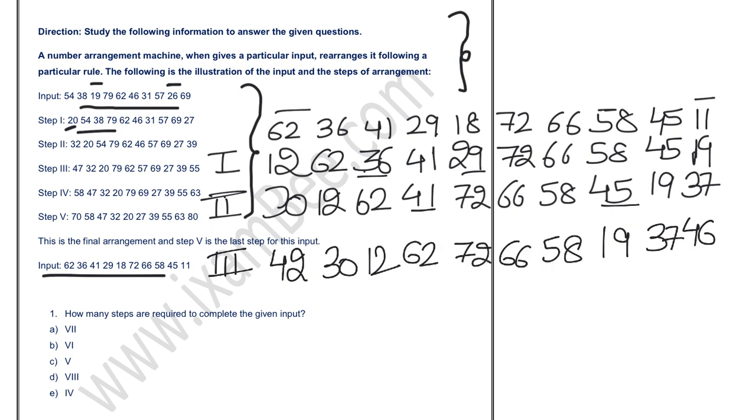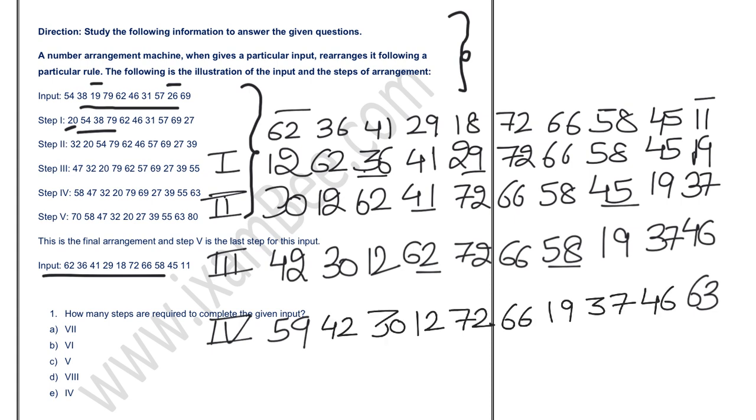Your next numbers are 58 and 62. So you can write the fourth step accordingly. So your fourth step will become 59 over here and 63 in the end and the rest of the numbers will remain as they are. And your remaining numbers are 66 and 72. So 66 will become 67 and your 72 will become 73, which will come at the extreme right end, and all the numbers will remain as they are.